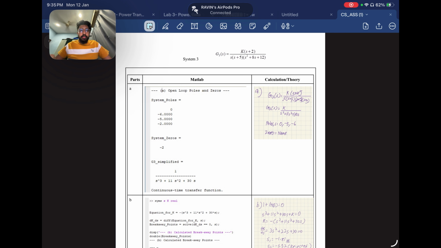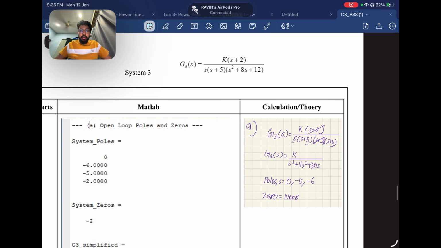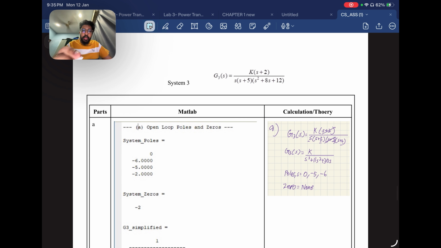Hi, my name is RAVINKUMAR. Today we'll be discussing control system. For me, I got group 4 system 3.